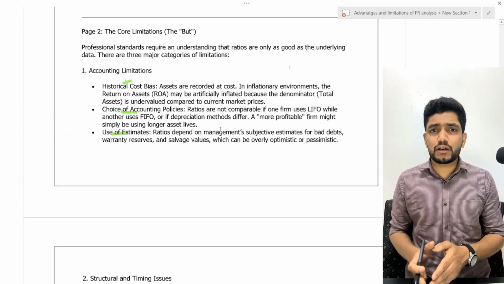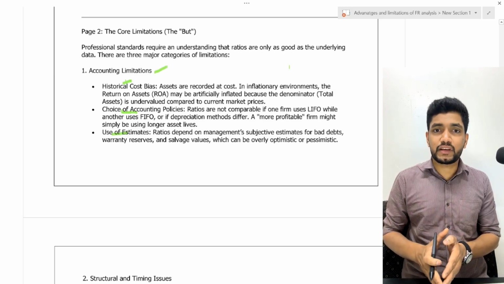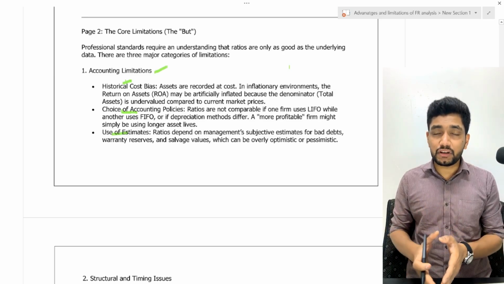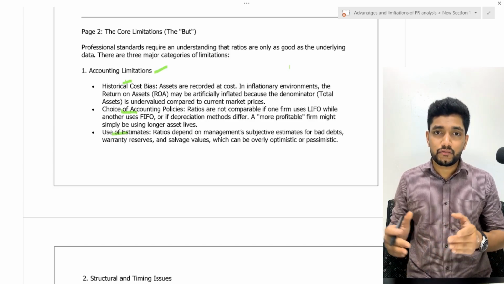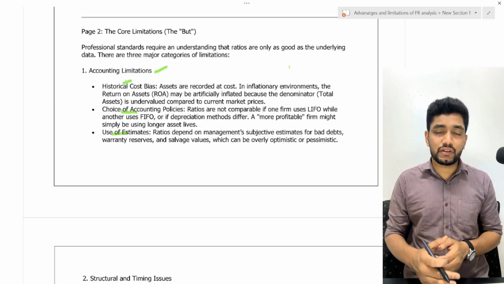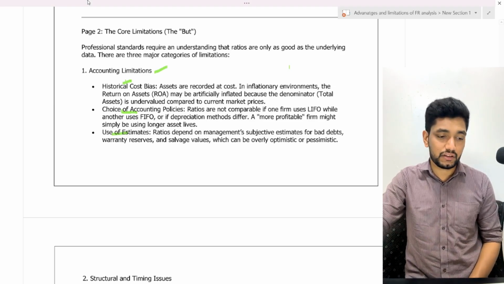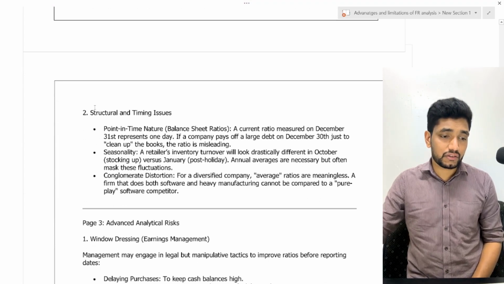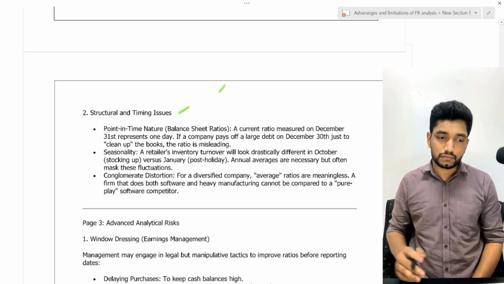So the first category of limitation is accounting limitation, all the accounting limitations which can affect the financial ratio analysis as well, because for the financial ratio calculation, we are taking the figures from the financial statements. These financial statements have their own limitations, so this can affect the financial ratio analysis as well. Then the structure and timing issue. The second category of limitation is structure and timing issue.